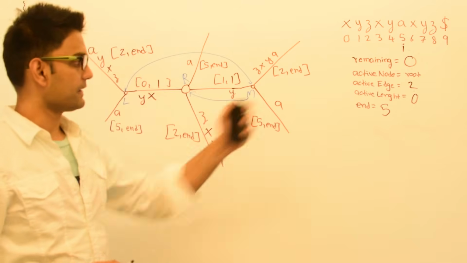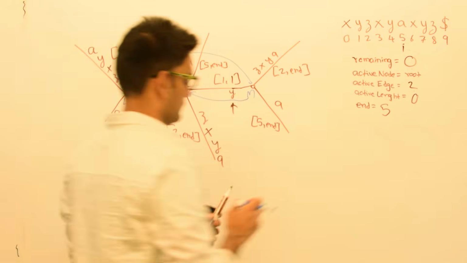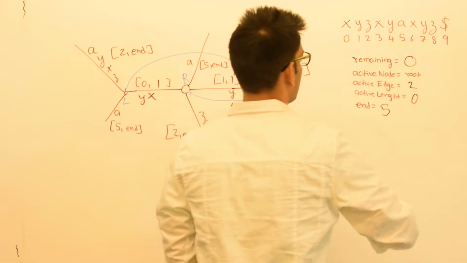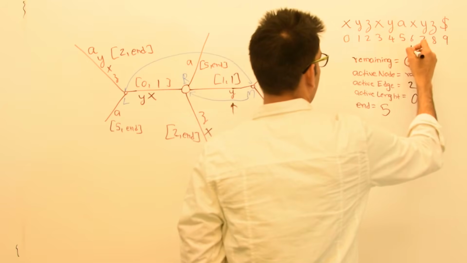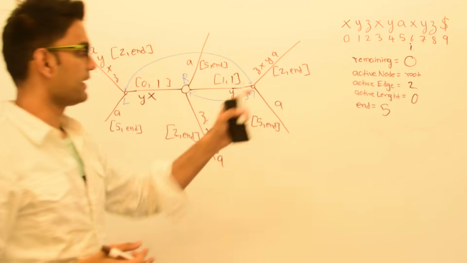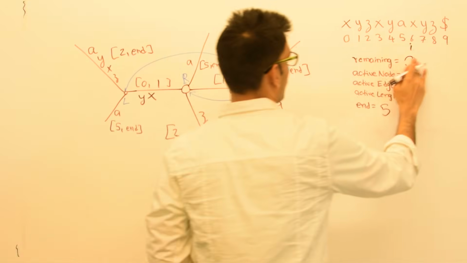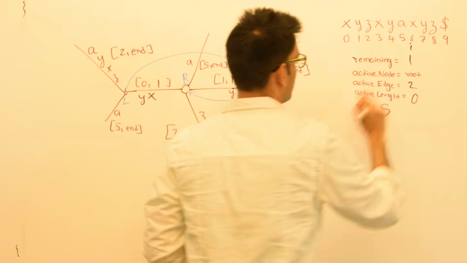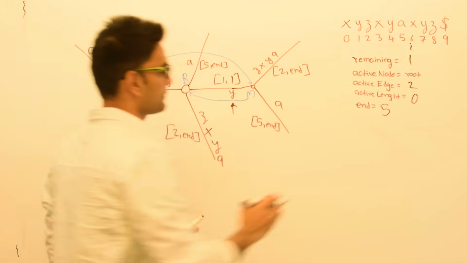Alright, let's start the 6th phase. So i becomes 6. First thing we do is we increment our remaining by 1, so remaining becomes 1. We increment our end by 1, so end becomes 6.